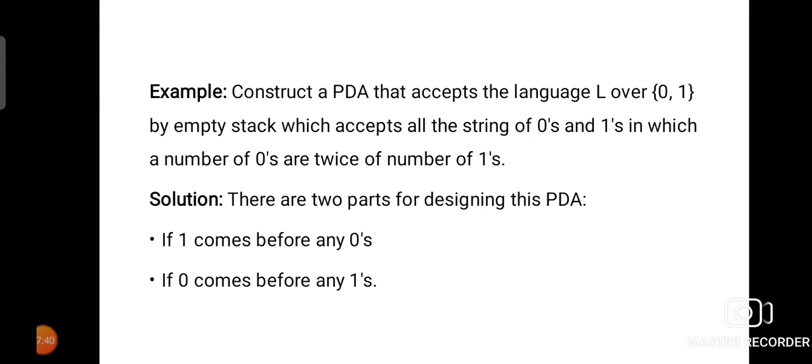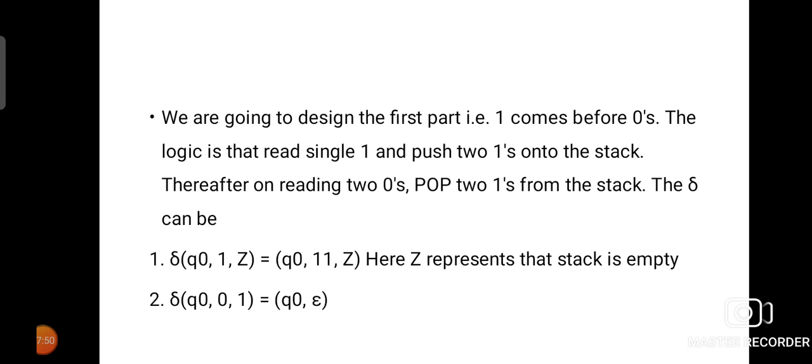We can resolve the problem in two cases. First one is if 1 comes before any zeros. Second case is if 0 comes before any ones. So we can resolve the first case, that is, 1 comes before zeros. Here the logic is we read a single 1 and push 2 ones onto the stack, then we read 2 zeros and pop those 2 ones from the stack.